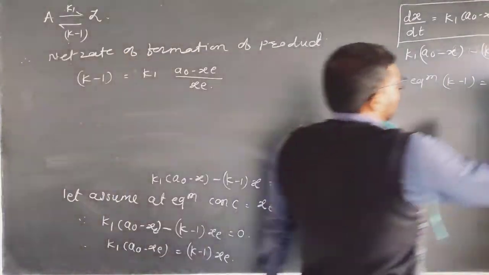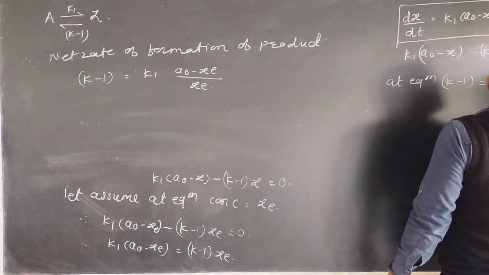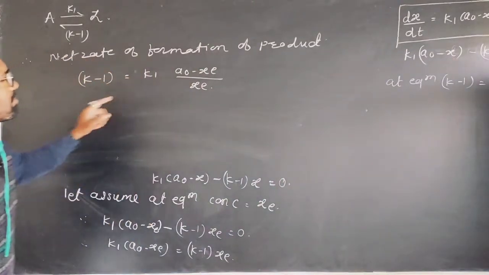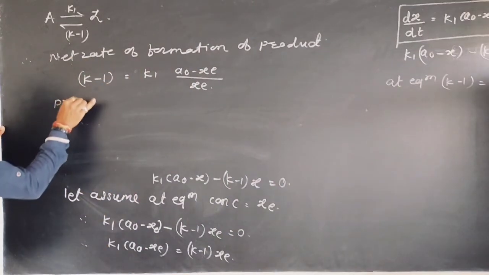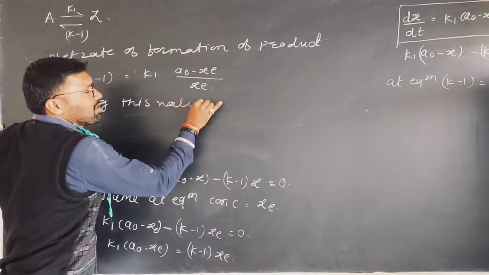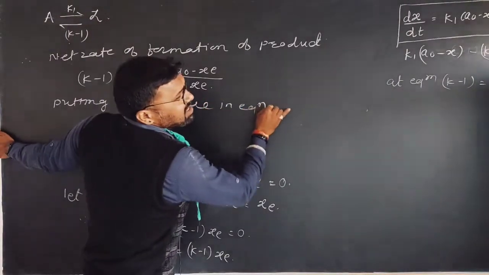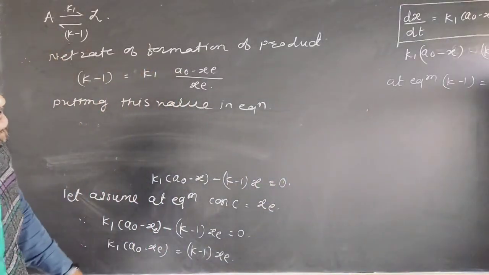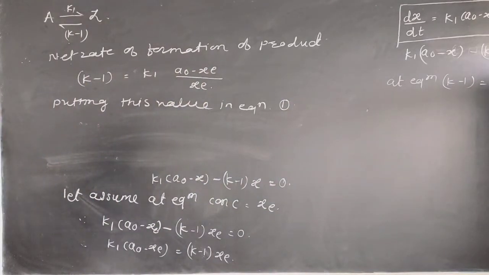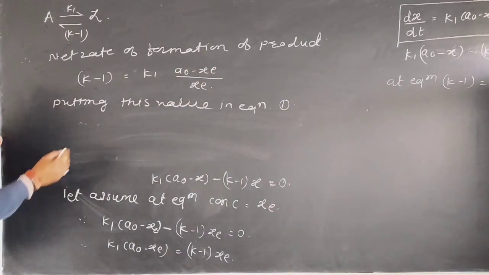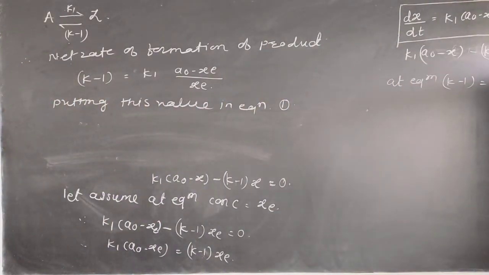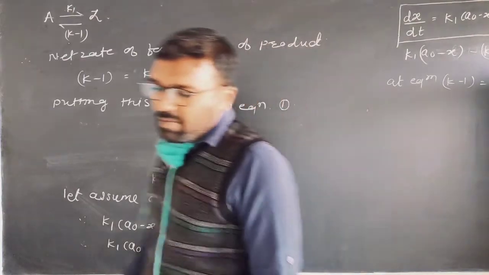This is equation number 1, this is equation number 2, and now this is equation number 3. Putting this value in equation number 1. What is equation number 1? I once again write the equation number 1.